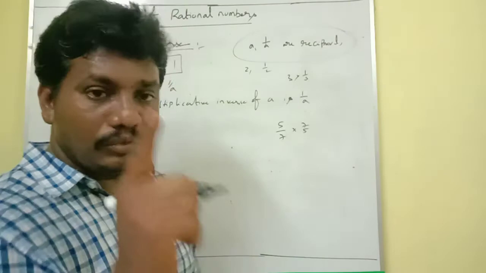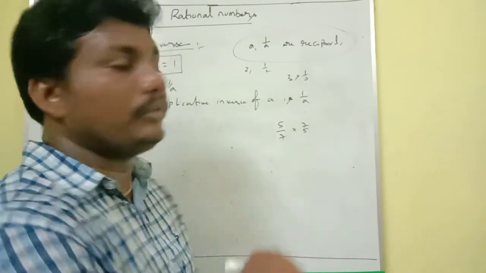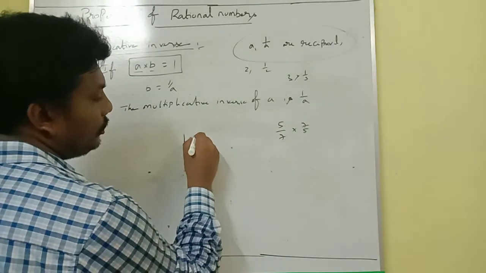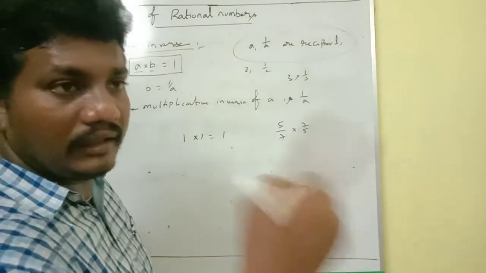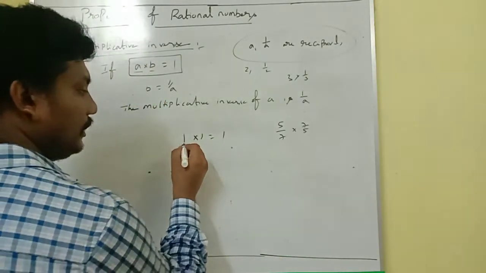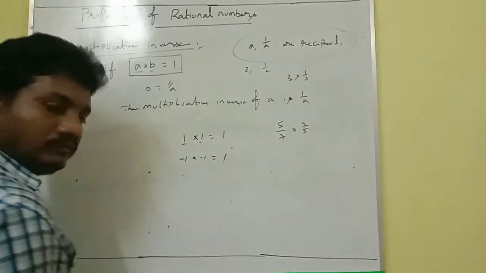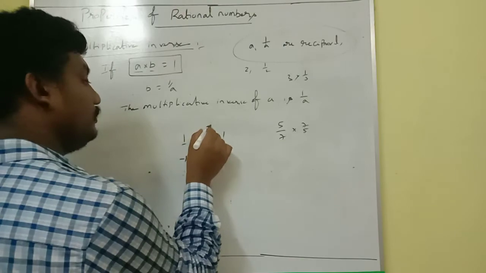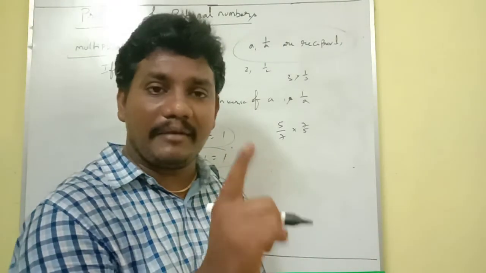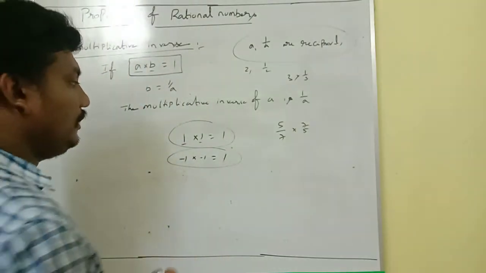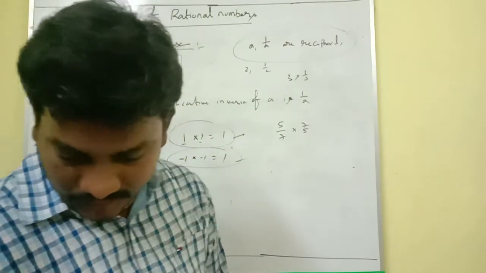But here one most important point is there. A number that is its own reciprocal is 1, because 1 into 1 gives 1. So that number is 1, and minus 1 also, because minus 1 into minus 1 is also 1. So plus 1 and minus 1 are special values which have themselves as reciprocals. Very important concept.